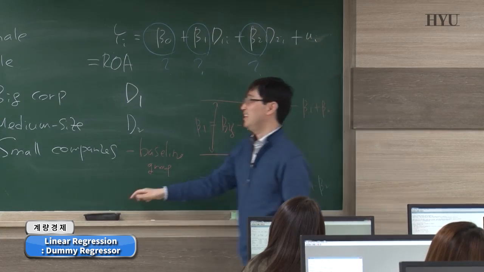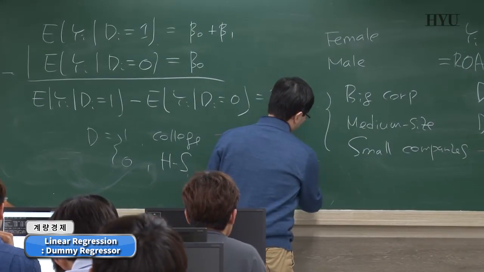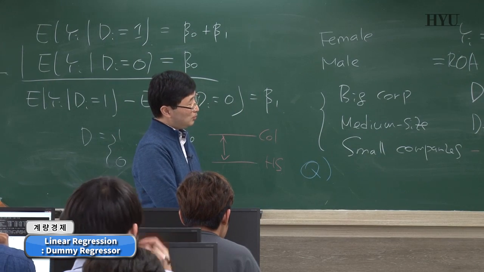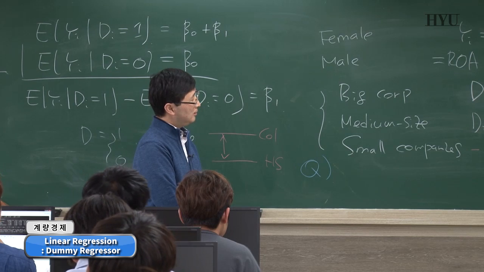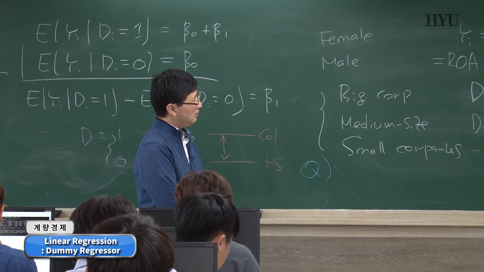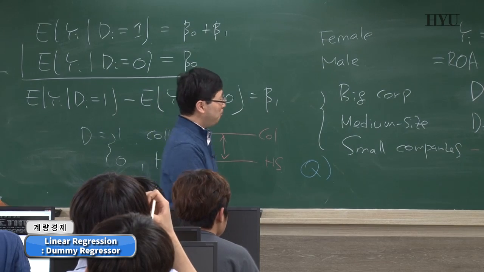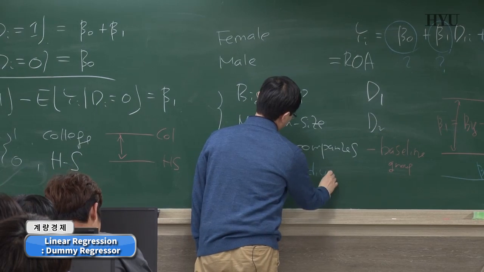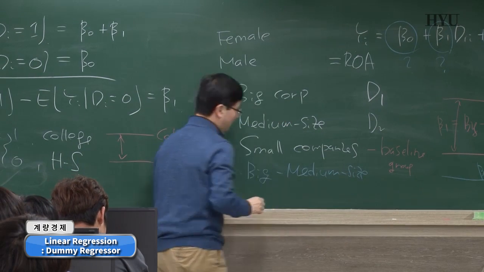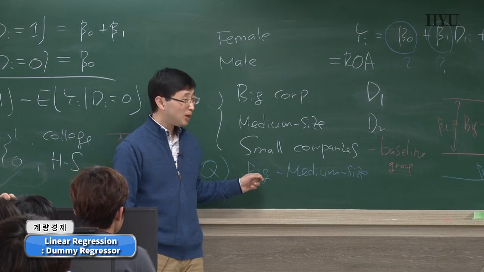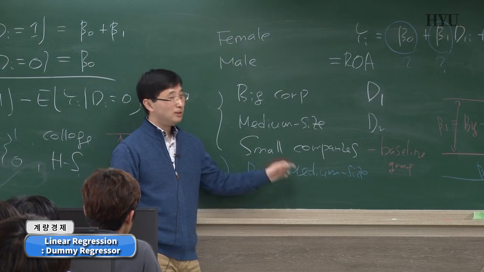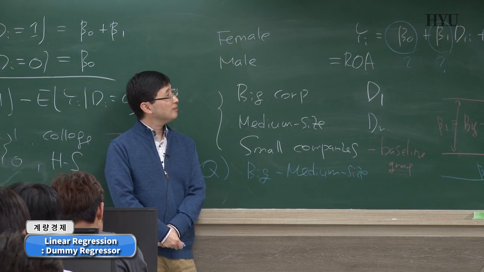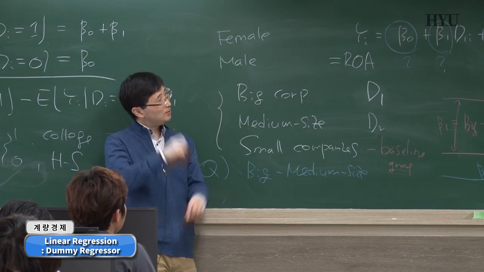Okay? Now let me ask the final question. So listen carefully, what is the difference between big minus medium size? So what I mean is, what is the difference in ROAs between big companies and medium-sized companies from this regression? So how do you know? So how do you find it out?